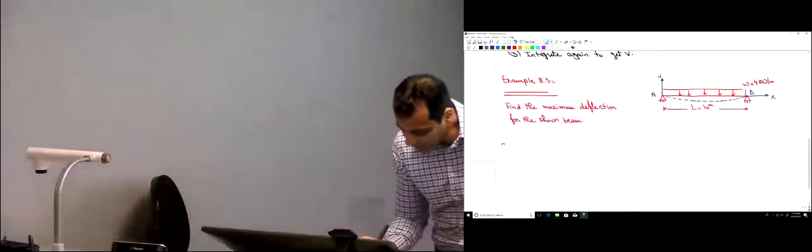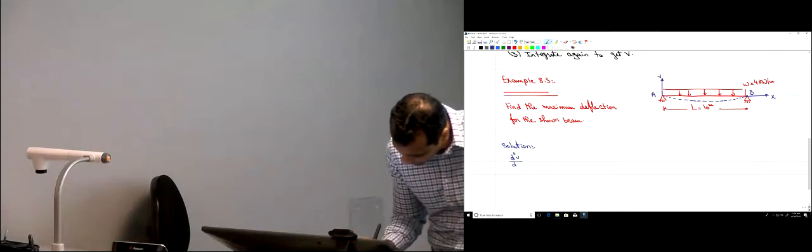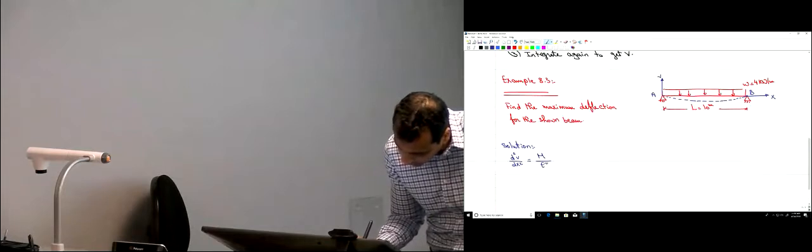But what's the equation for the deflection here? That's what we want to find. So how would we do this? We're going to use the double integration method. What does the double integration method say? It says that d2v by dx squared is equal to M divided by EI.